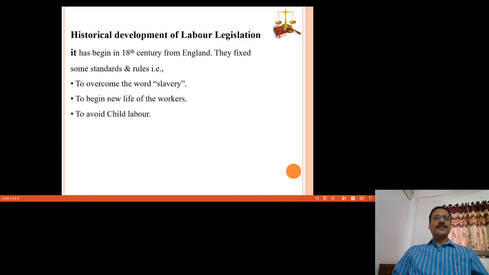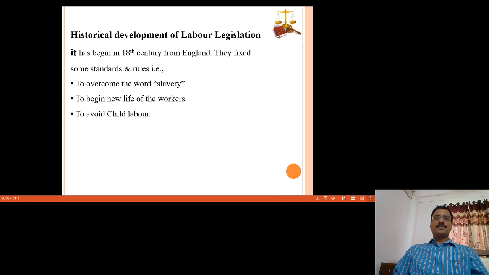Just see some films or some documentaries on how the capitalists ruled or treated the labor who were working in their factories. So first they wanted to remove slavery. Then they would give a good new life to the workers. And as well, in the 18th century itself, there was a move to avoid child labor. So the first one, slavery, reflects on child labor.